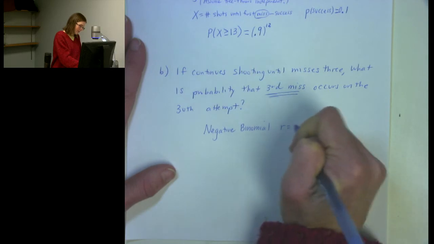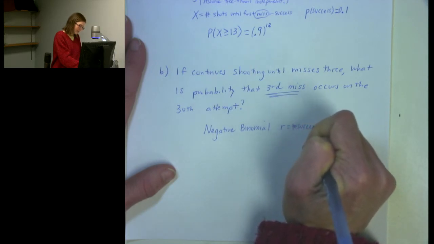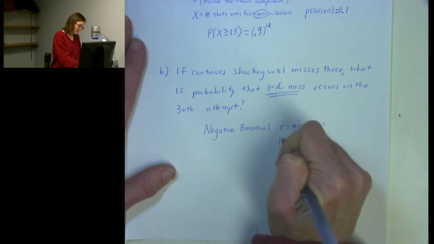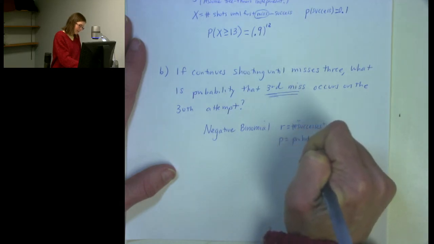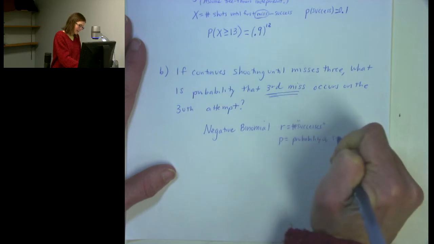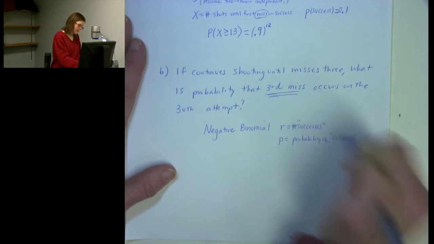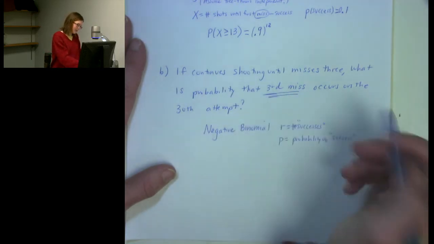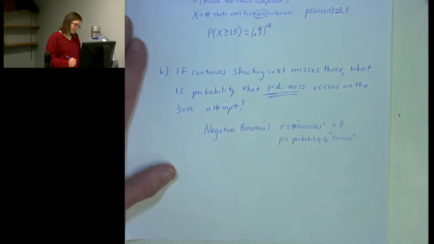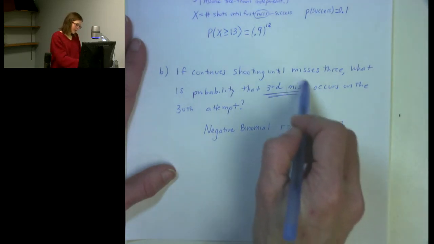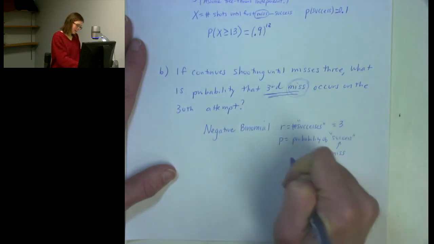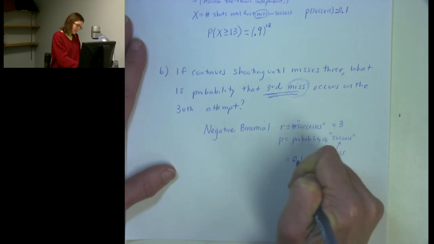where R is the number of successes and P is the probability of success on each trial. So in this situation we're looking for the third miss, so R is going to be 3. Since we're looking at misses, success would be a miss here. So our P, the probability of a miss, should be 0.1.